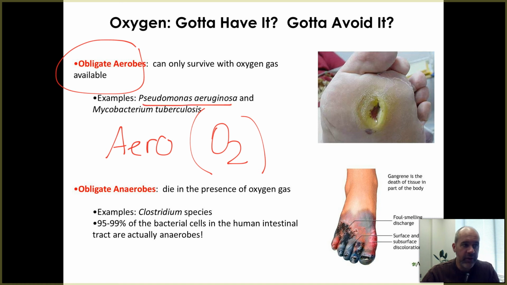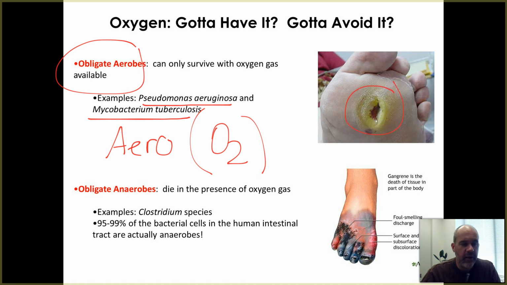Pseudomonas aeruginosa is a bacterial organism that lives out in the environment and causes a lot of hospital-acquired infections, or infections in patients with weak immunity. And good old Mycobacterium tuberculosis, the bacterium that causes TB, also is an obligate aerobe. It's got to have an oxygen supply.